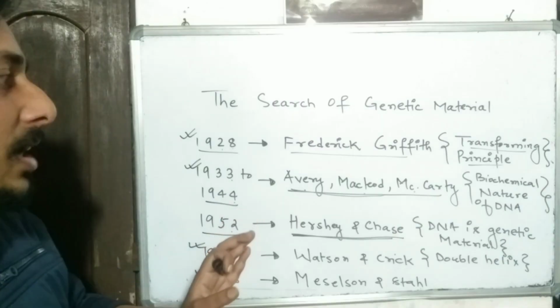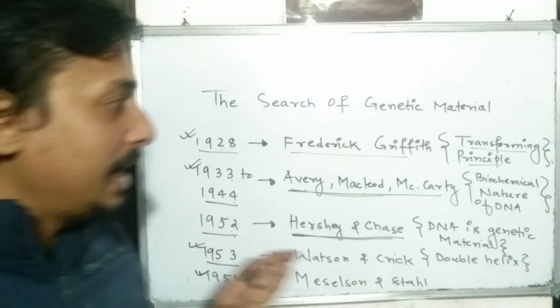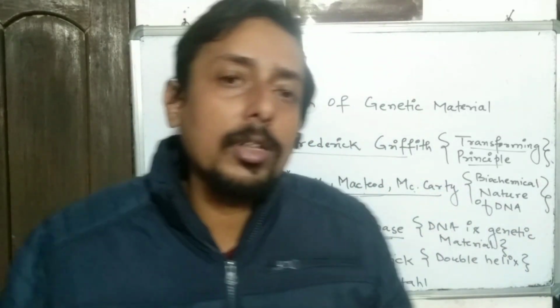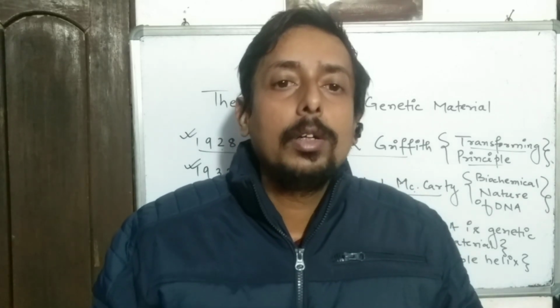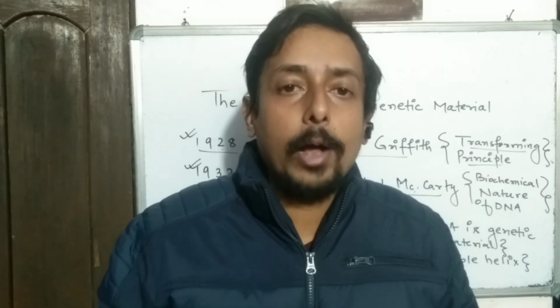Now a little bit of information about all the scientists. In detail I am going to tell you. Let's see about the Griffith transforming principle. See, Griffith was a scientist. First and foremost thing to know about him is that he experimented on Streptococcus pneumoniae. It is a bacteria that causes a disease called pneumonia.